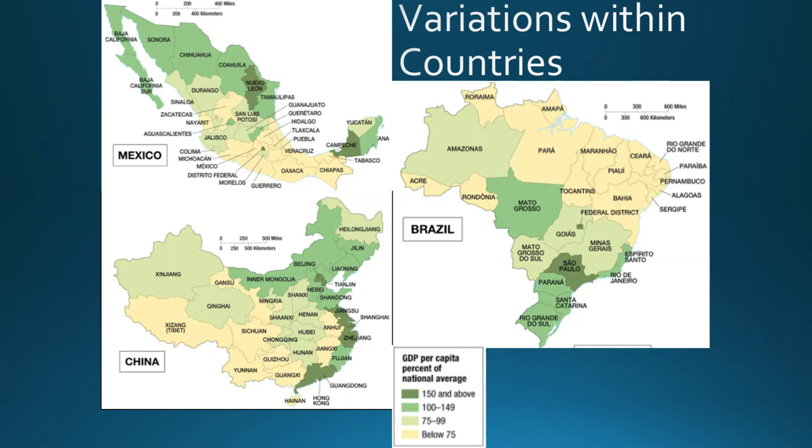Same thing in places like Mexico and in Brazil. Generally speaking, if you're going to live in a city, you're going to make more money. And the same thing is also true in the United States. Not always. We always want to account for cost of living as well. But what do you think a map of the USA would look like?